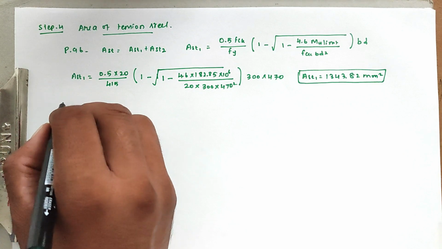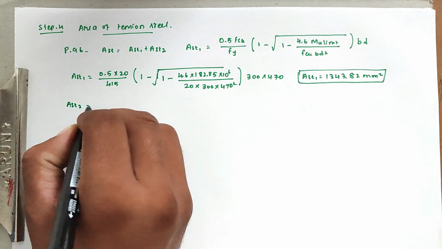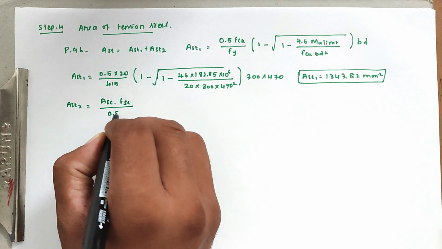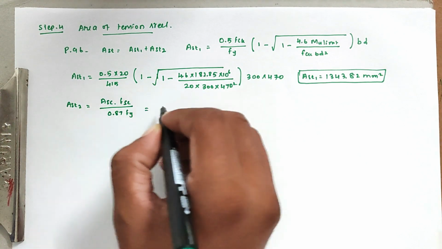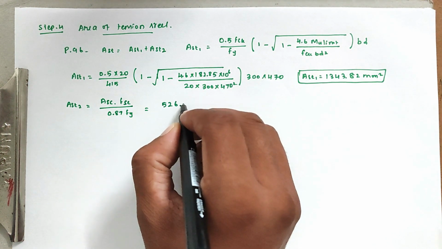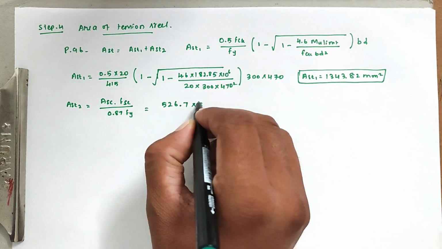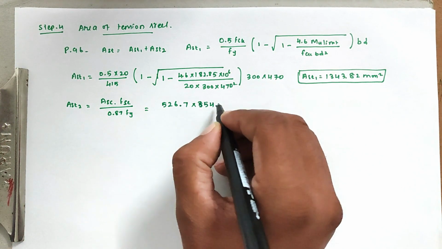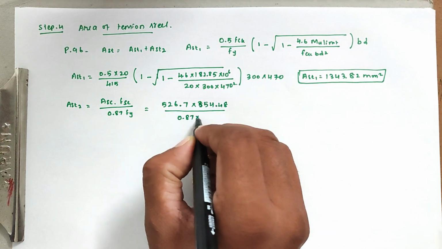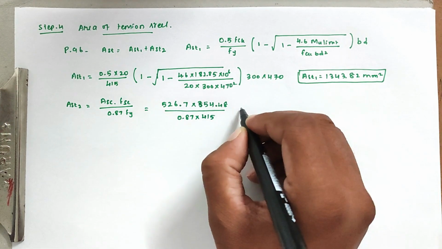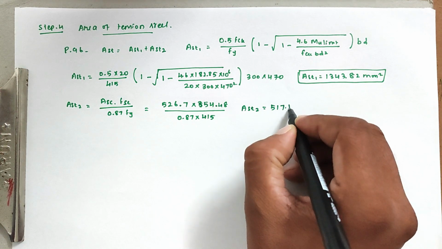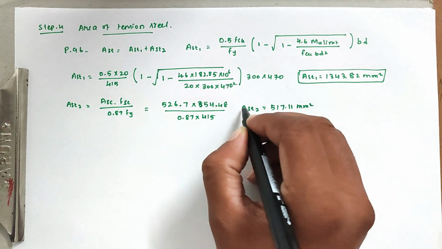Okay, so second thing is Ast2. The Ast2 formula is Asc into fsc divided by 0.87 fy. Okay, so now we can substitute all the values over here. So Asc value is 526.7 into fsc value 354.48, divided by 0.87 into fy value 415. Okay, solving this we got the value of Ast2 equal to 517.11 mm square.